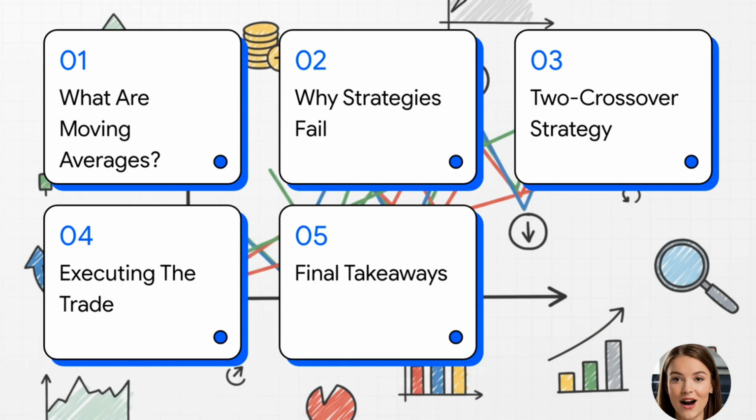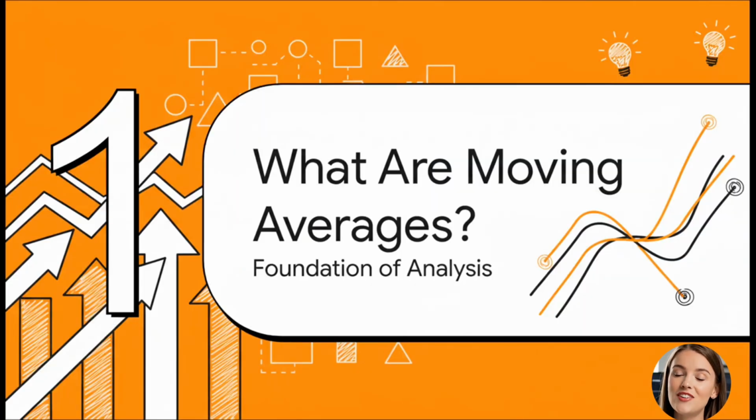So here's our game plan. First, we'll quickly cover the basics of what moving averages even are. Then, we're going to look at why the most common ways of using them so often lead to losses. After that, we'll get to the good stuff, the two crossover strategy. We'll show you exactly how to put a trade on with it, and then we'll wrap it all up with the key takeaways.